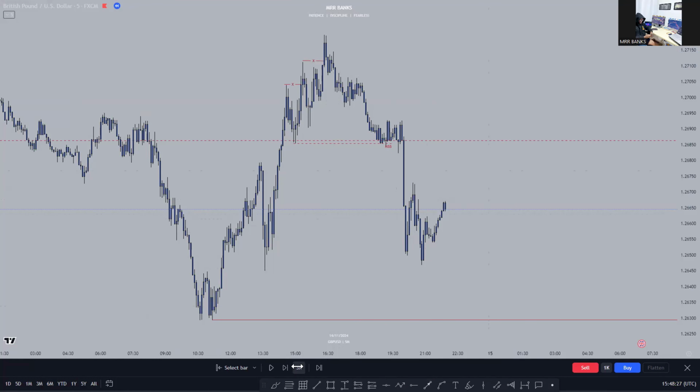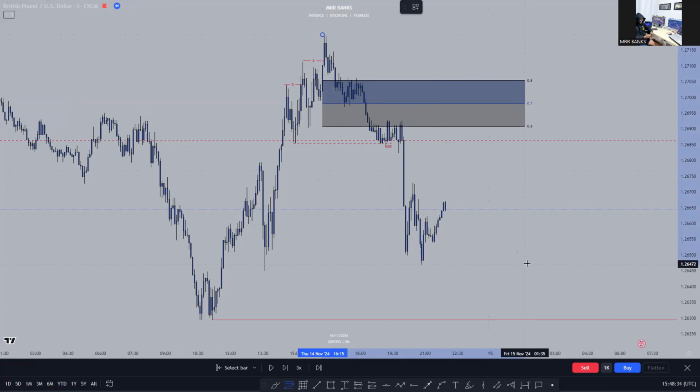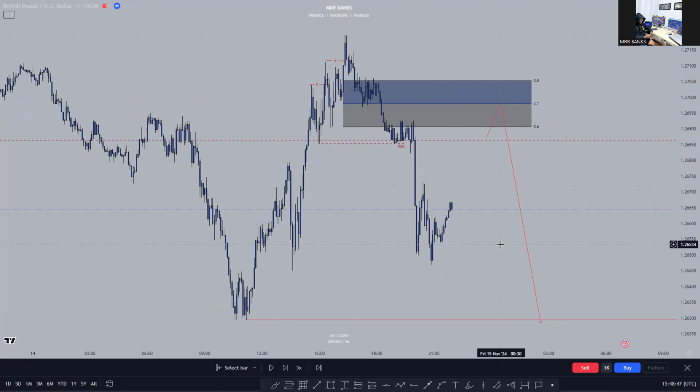Secondly, we use our Fibonacci tool, our Fib tool, from this swing high to this swing low here. So on Friday, we are expecting price to push all the way back into this Fibonacci tool. Then we sell, targeting this previous day low here. So this was basically our whole scenario we had on Thursday, jumping into Friday.